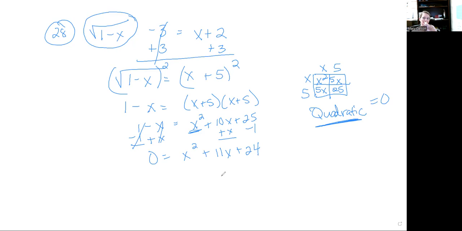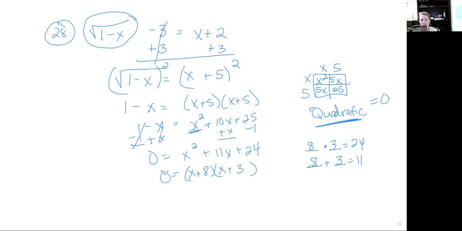Okay, and now the last step is to solve this. We can solve it by putting it in the calculator. We can solve it by graphing. We can solve it by quadratic formula or factoring. To me, factoring would be the easiest one because this is an x squared. So I know that's going to break up into x and x. And I want two numbers that multiply to give me 24, but add to give me 11. And so when I think about that, I think about 8 times 3 gives me 24, and 8 plus 3 gives me positive 11. Okay.